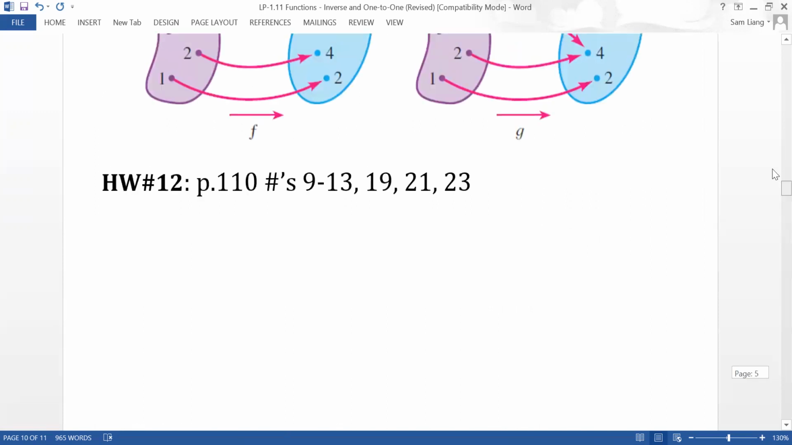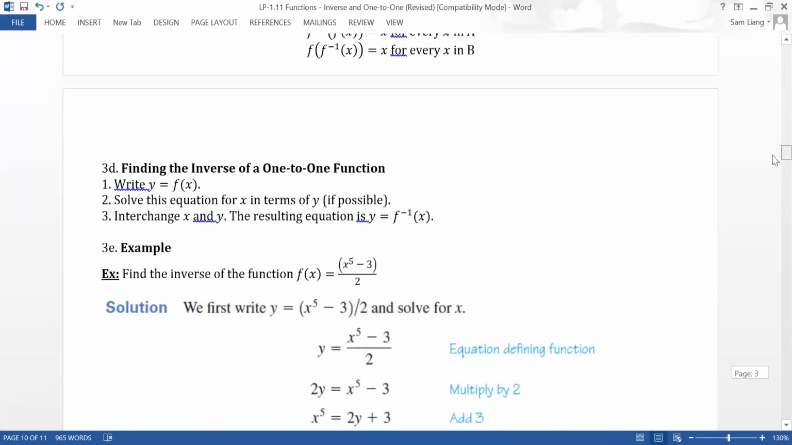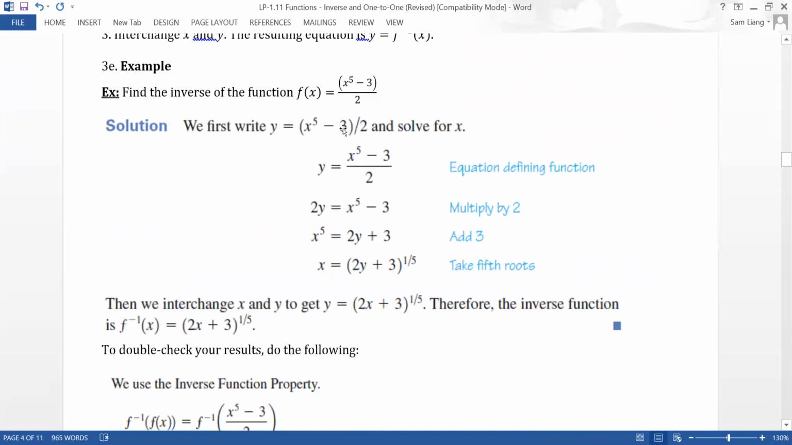Okay, so for the example, find the inverse of the function f of x equals (x to the fifth minus 3) divided by 2. So you first write f of x equals y. Replace f of x with y, and then solve for x. Remember, you can switch x and y first and then solve, but the textbook solves first and then switches. So solving for x, they multiply both sides by 2.